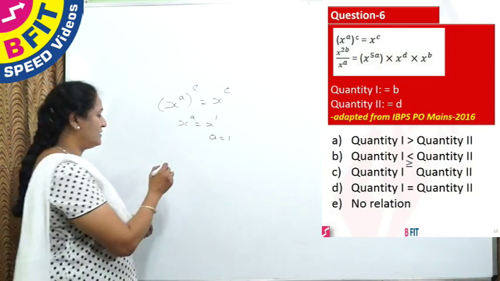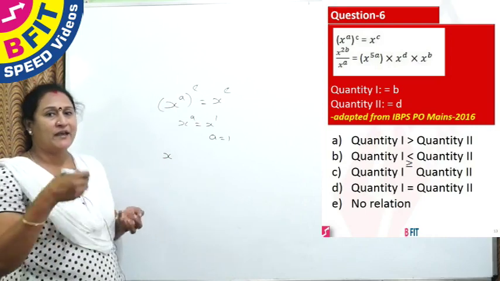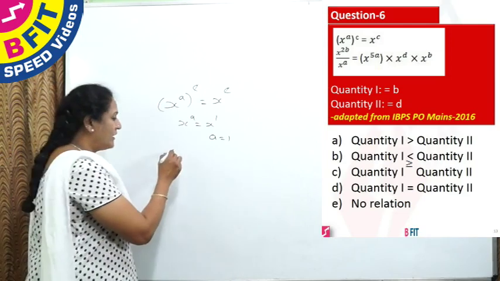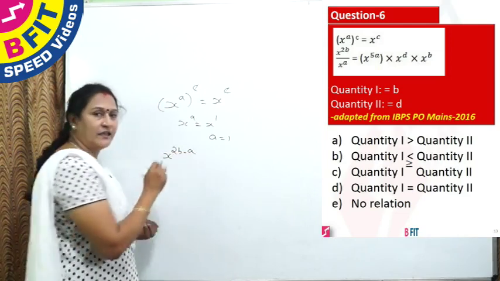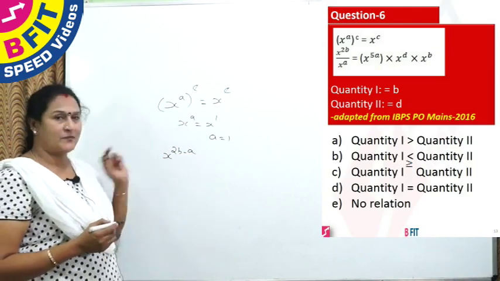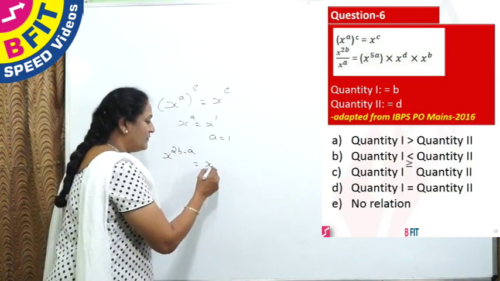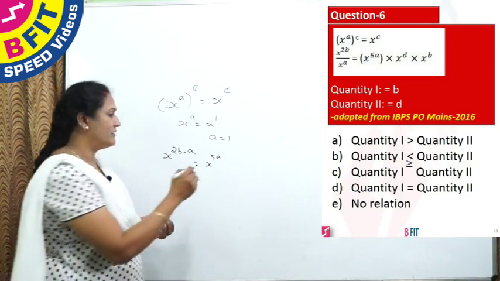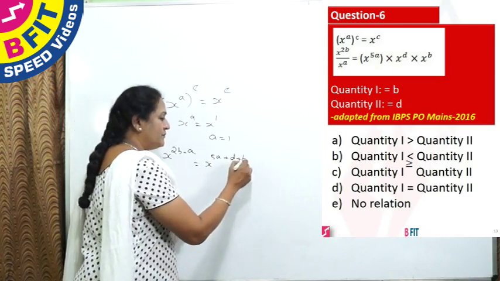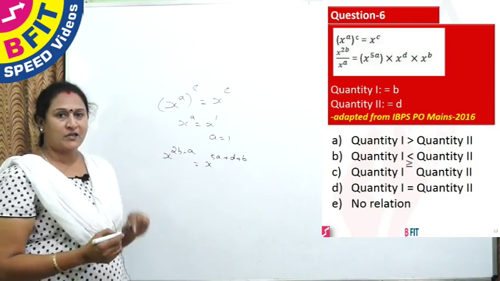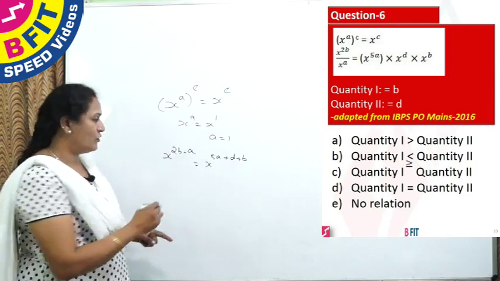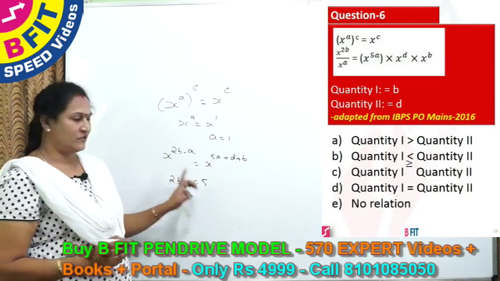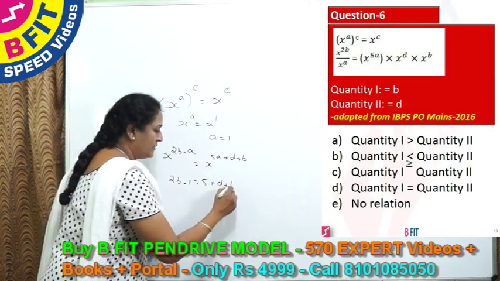And what is the second equation? x power 2b by x power a. Whenever you are dividing two values where the base is the same, we can subtract the powers, 2b minus a. x power 2b by x power a, subtracting the powers, is equal to x power 5a, and for the product of values where the base is the same, we can add the powers, 5a plus b plus b. As the base is the same, we can equate the powers. And what is the a value we have got? 1. So 2b minus 1 equals 5 into 1, which is 5, plus d plus b.